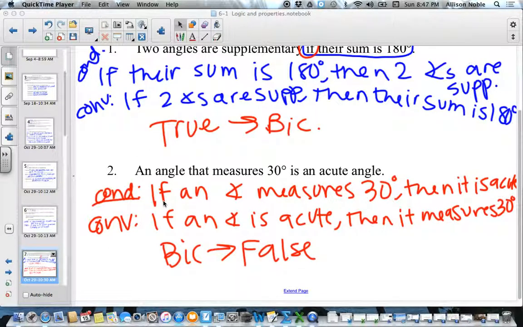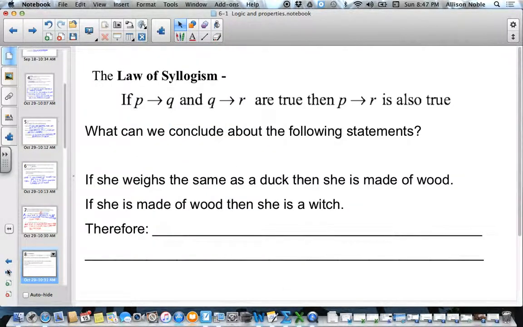Okay, so we're moving on. So the law of syllogism is another logic idea, and it means if P then Q and if Q then R are true, then if P then R is also true. So what that means is something like this.